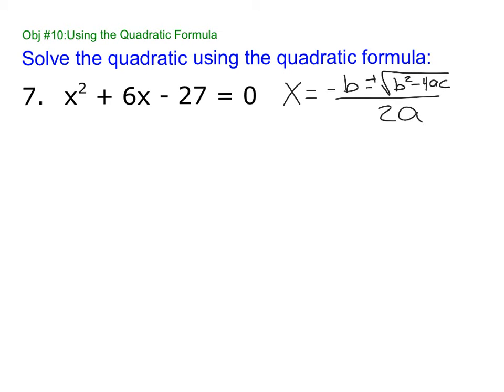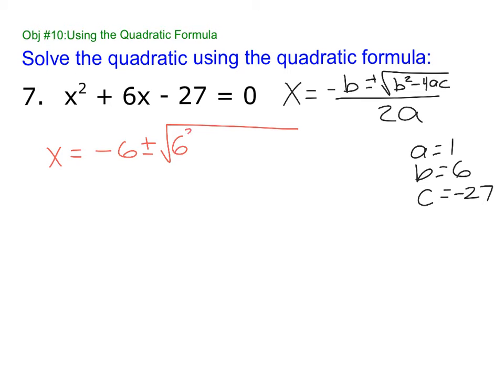So now looking at this problem, I have my a, my b, and my c. What's my a? It's 1. There's nothing in front of x squared. My b is 6, and my c is negative 27. So I'm going to plug into the formula. x equals negative b, so negative 6, plus or minus the square root of 6 squared minus 4 times a, which is 1, times c, which is negative 27, all over 2 times 1.